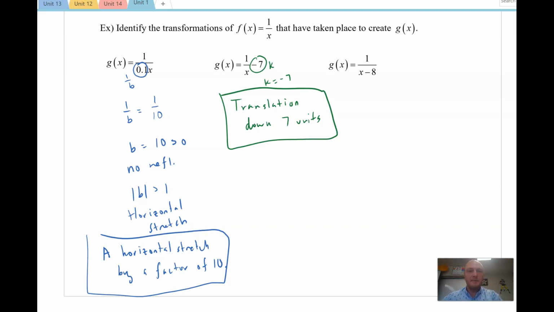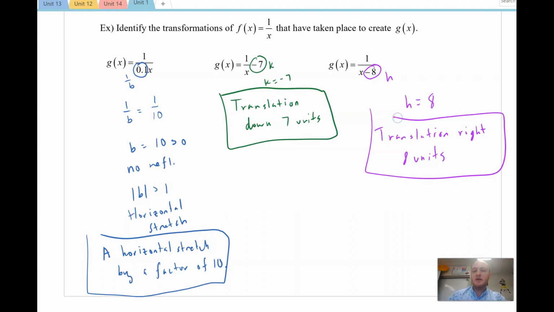All right. Next. G of x equals 1 over x minus 8. Hey, this is an h value, which is opposite. So h is equal to positive 8. Okay. Translation right, 8 units. How much? 8 units. Very, very easy.